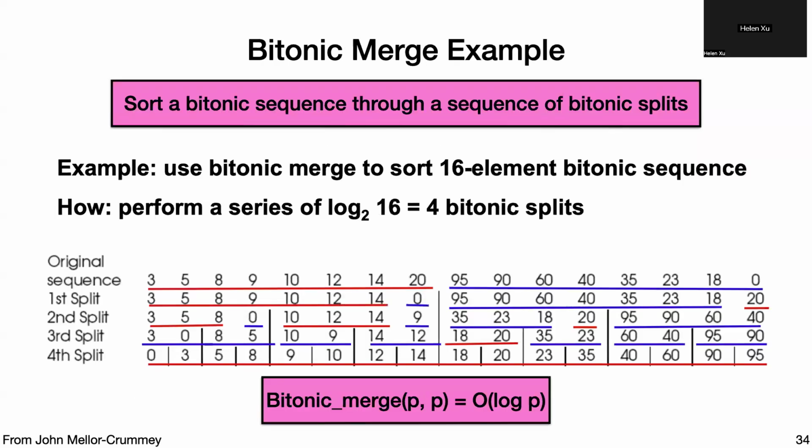After we do all the Bitonic splits down to the bottom, we have to do something called Bitonic merge. You do all these Bitonic splits, and then you have to put them back together into a sorted sequence. This is a picture of how you do that. This is the original sequence, which we got by sorting both halves and then reversing the second half. So this part is going up: 3, 5, 8, 9, 10, 12, 14, 20. The second half is going down: 95, 90, 60, all the way down to 0. That is the input into the Bitonic splitting.